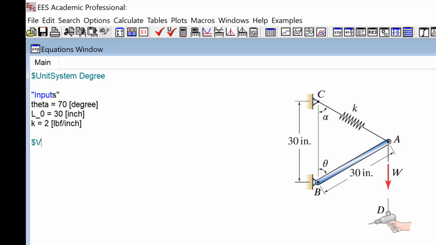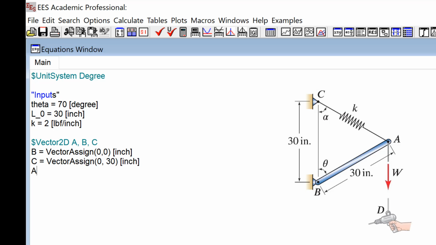Alright, so what's next? What's next is, because I know theta, I can figure out the position of each of these points A, B, and C. So I'm going to let B be 0, 0, and I'll figure out A and C relative to B. So these points are defined as vectors. So dollar vector 2D, A, B, and C. B is 0, 0, so that's easy. Let's see, C I know is 30 inches up from B, so C is 0, 30.